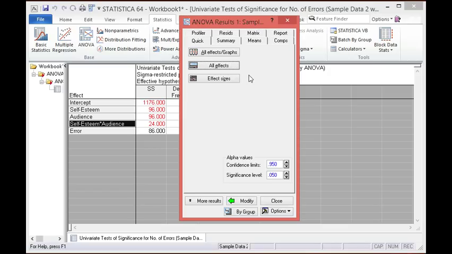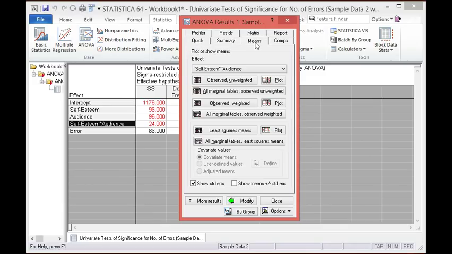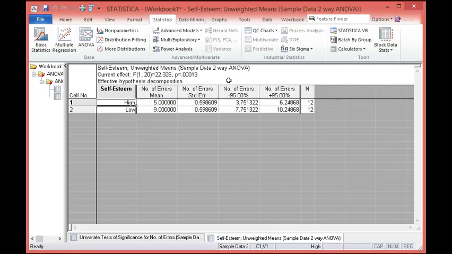Now to give more meaning to those effects, let's click on means. So first, let's see for self-esteem. Let's choose self-esteem and then click on observed unweighted, because we have the same sample size for each of the groups. Okay, so what is it saying here?